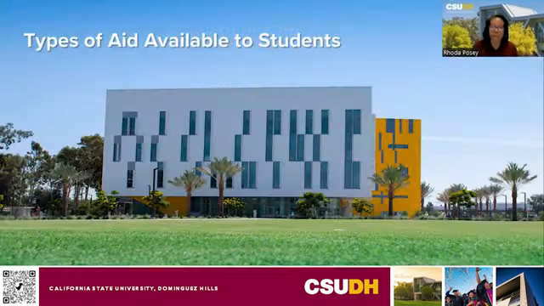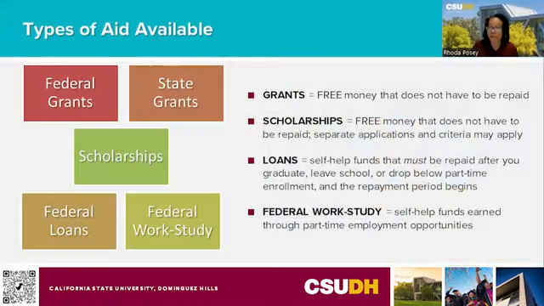Okay. Types of aid available. There are 5 categories of financial aid. You have federal grants, state grants, scholarships, federal loans, and federal work study. Just remember that grants are the free money that does not have to be repaid. Scholarships are also free money that does not have to be repaid. It may require a separate application.